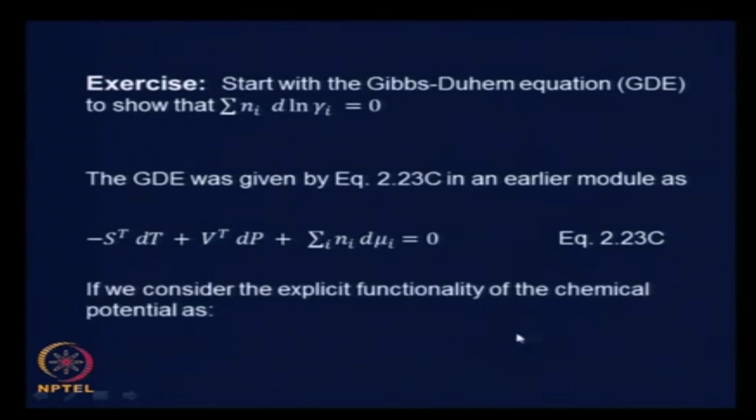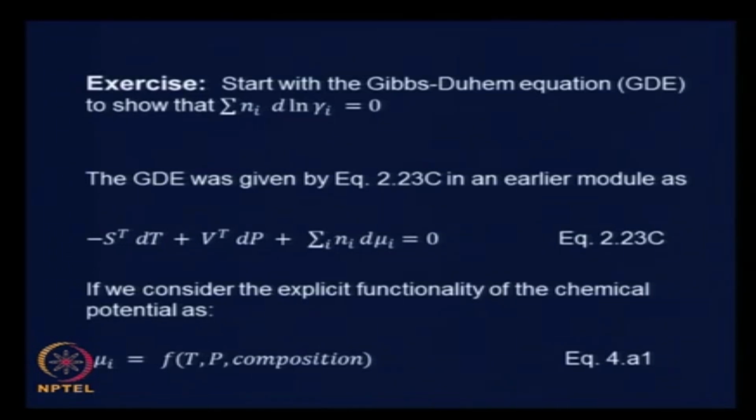Now the first hint is to get to this from the Gibbs-Duhem equation. The first hint is to consider the explicit functionality of the chemical potential: the chemical potential of the species i is a function of temperature, pressure and composition. Okay, this is the hint that I am going to leave you with.